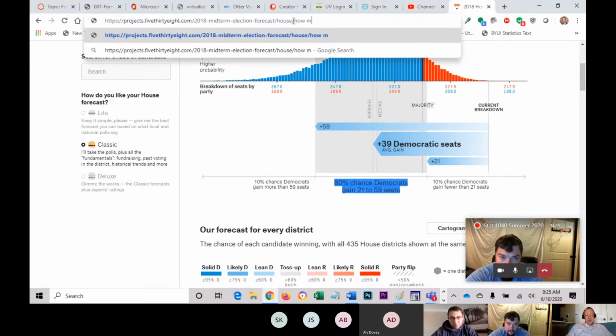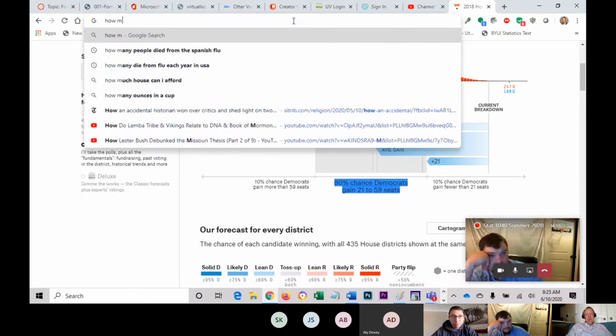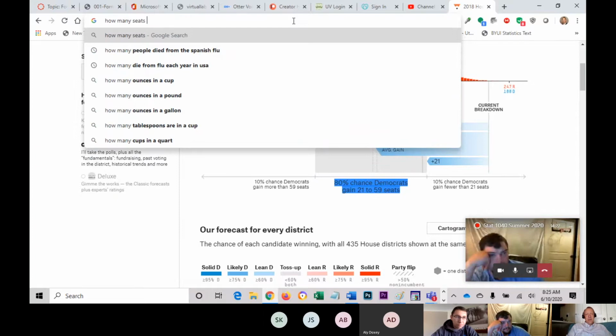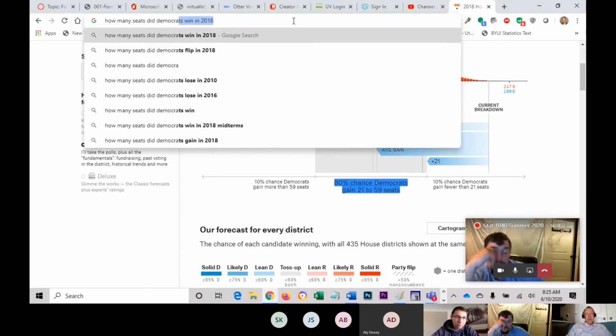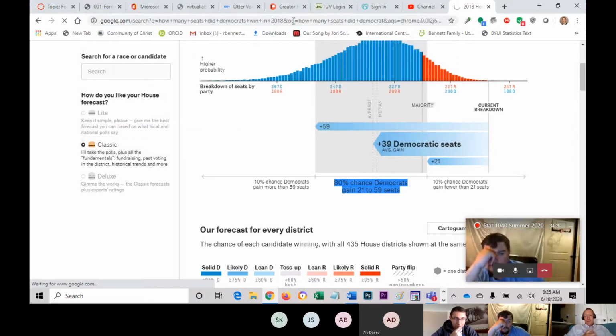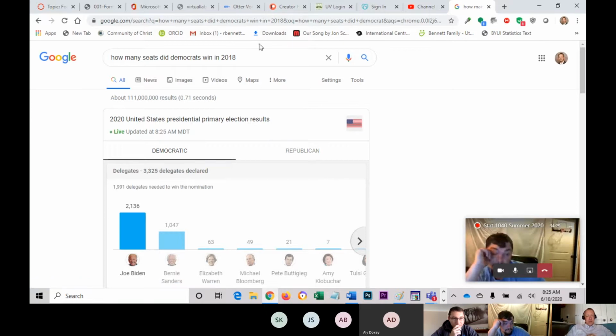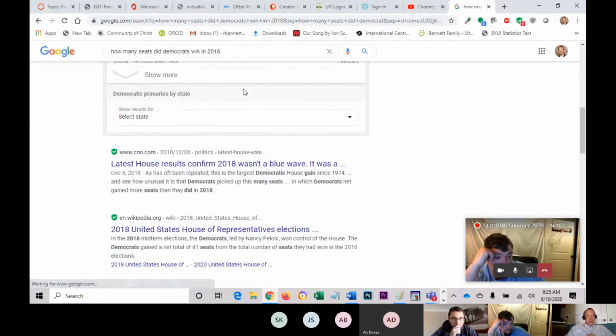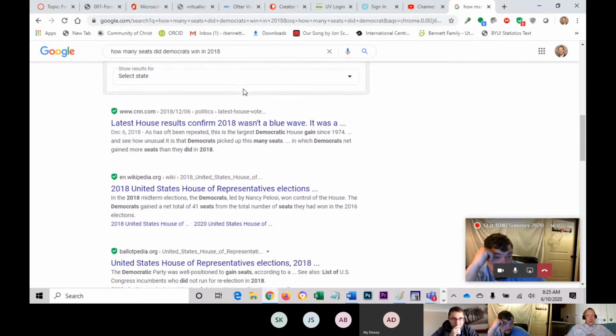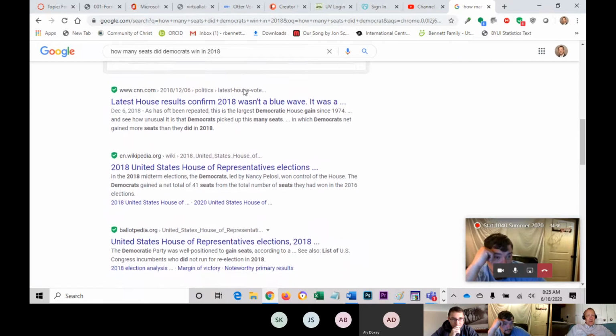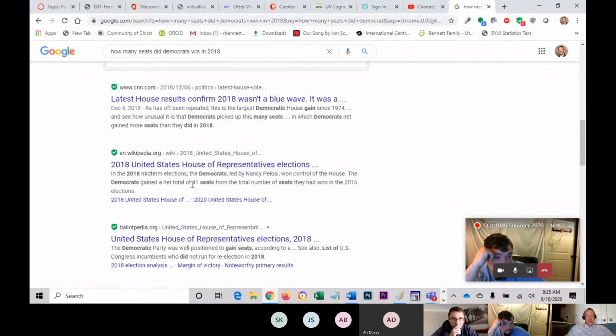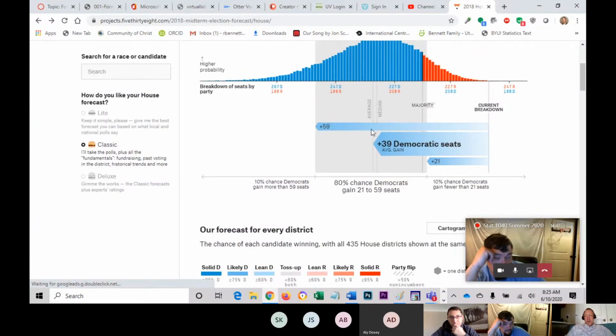How many? I wonder if I can ask this question to Google. How many seats did Democrats win in 2018? And so the actual number was 41. Oh, there it is. Okay, so that was a pretty good guess. So they were guessing about 39, they got 41. So that worked out pretty well.